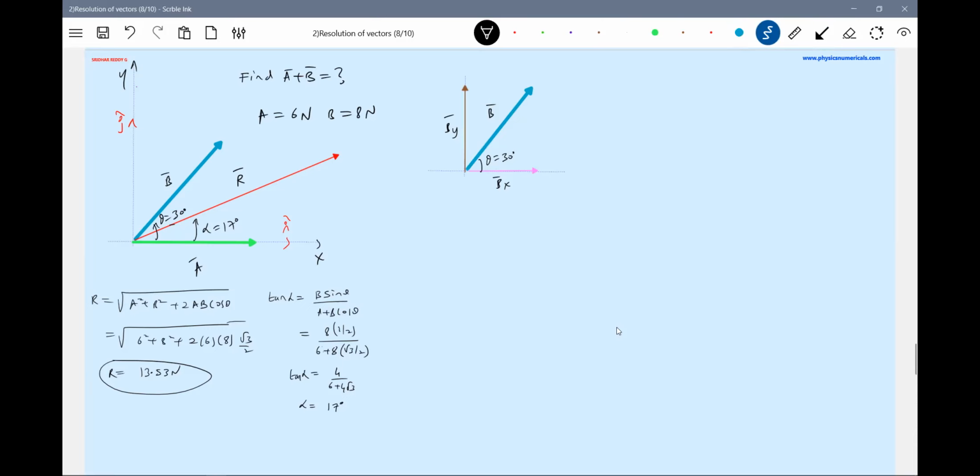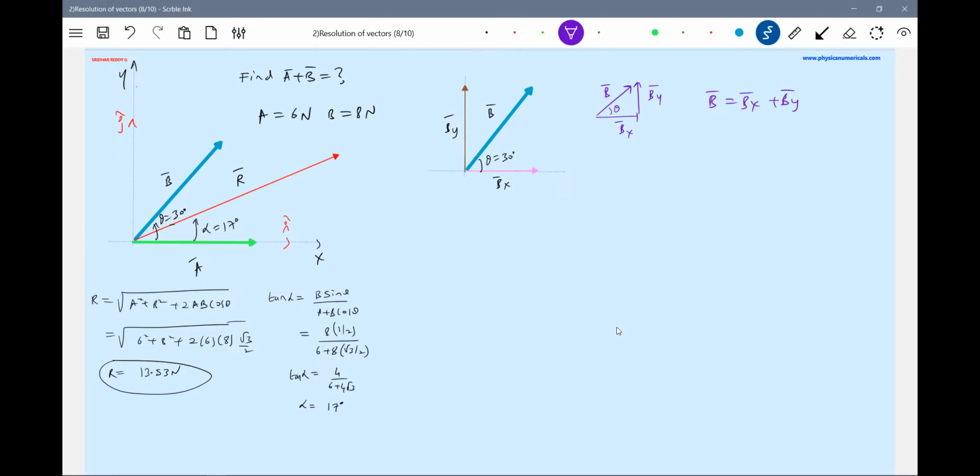So what is the value of B bar? If you know the vectors, it will be like this: Bx, By, and this is B bar. This is theta. So how do you write B bar? The vector B bar is Bx bar plus By bar.